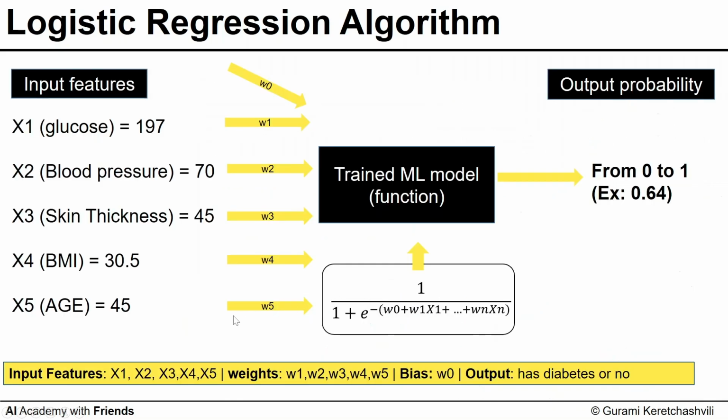For example, when we have these input features, these features are fed into the logistic regression hypothesis function, which is in this case the function below, and the output will be from 0 to 1 as we discussed. Let's say it's 0.64. If we set a threshold of 0.5, this means that this person has diabetes.